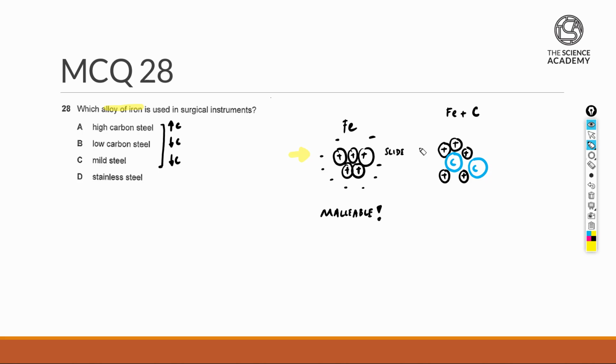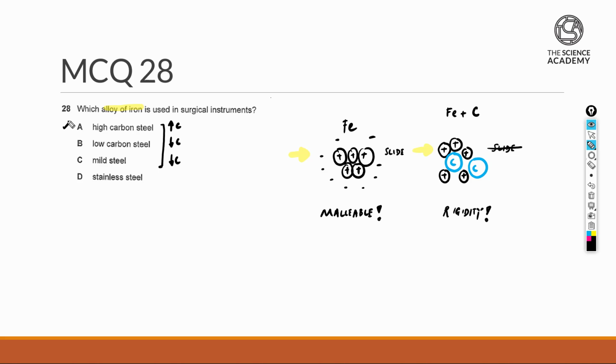And because of this, when a force is applied, the sliding ability of my cation layers is quite compromised, and because of this, I'll say that it gives rise to rigidity. So this gives rise to strength. As a surgical instrument, definitely we will want strength, right? We want to be able to cut through things without bending. So out of all A, B, and C, I will go with A because of the strength portion here.